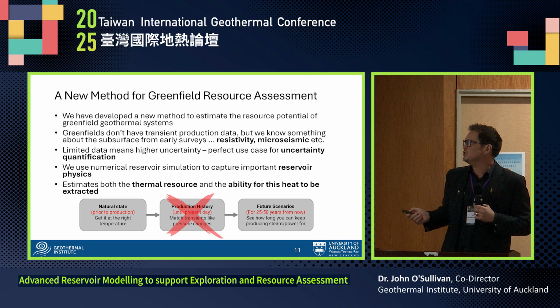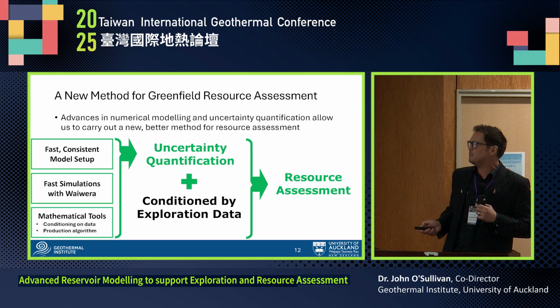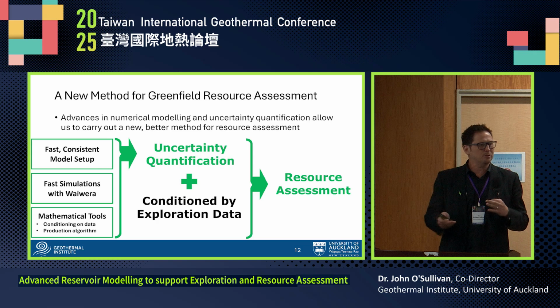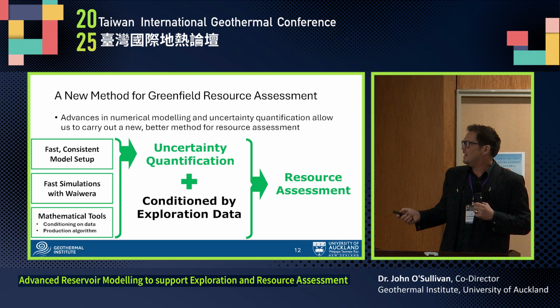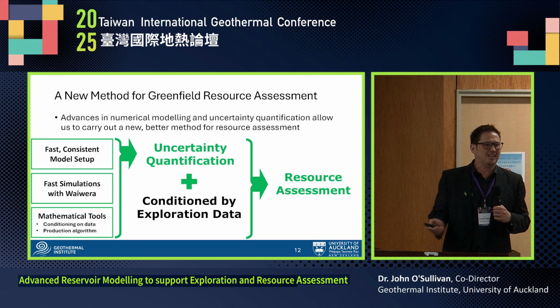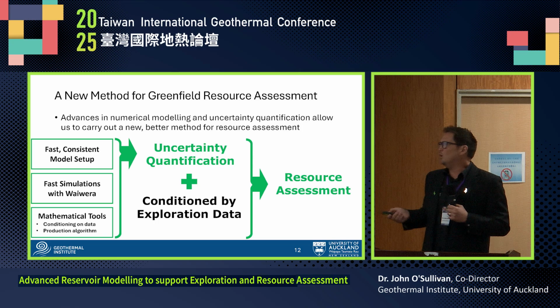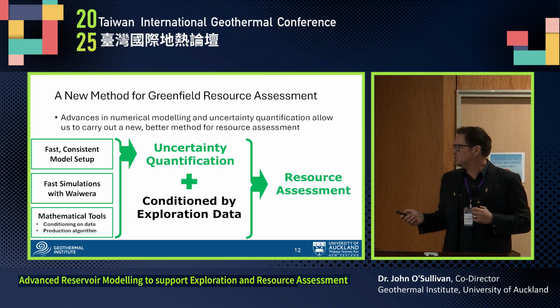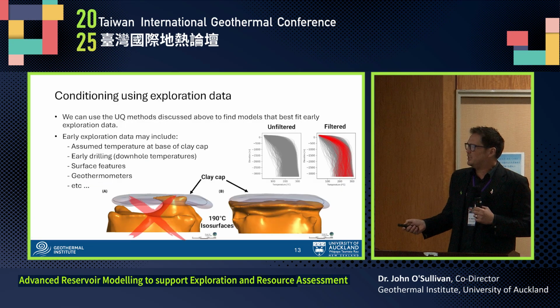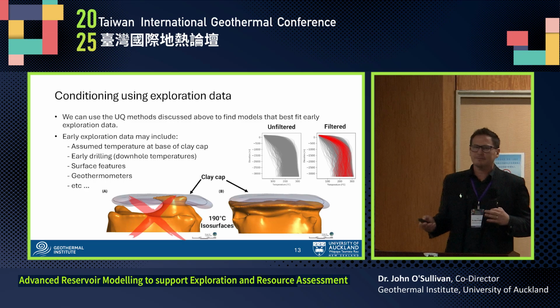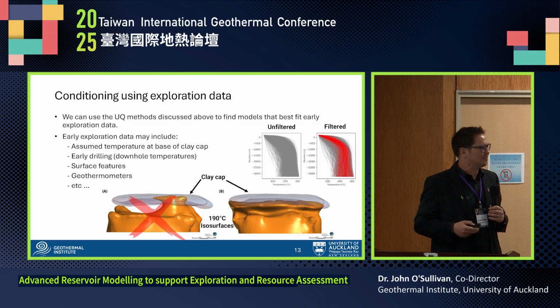So this is it. This is the new method. It's basically fast. We set up models very quickly, we run them very quickly, and we use some clever mathematical tools to choose which models fit the data we have the best. And that gives us uncertainty quantification. And what we're going to do is we're only going to use exploration data, and that gives us a method for resource assessment. So this is the example I just mentioned. We use the resistivity to infer a clay cap, and then we can choose all of the models which match the clay cap to some degree.